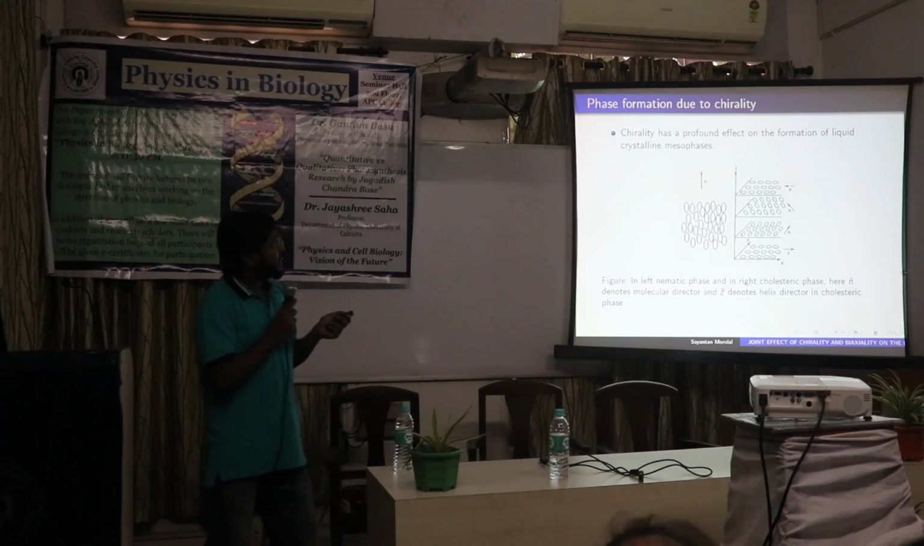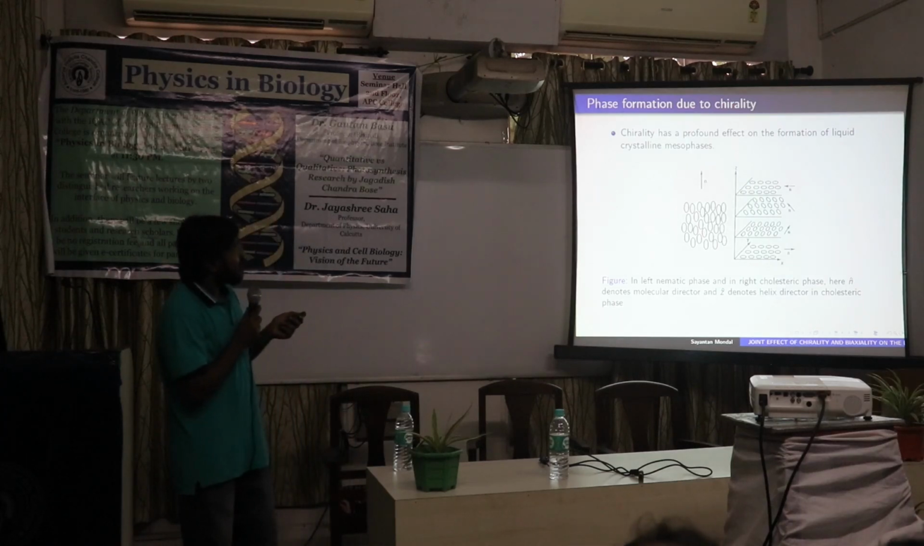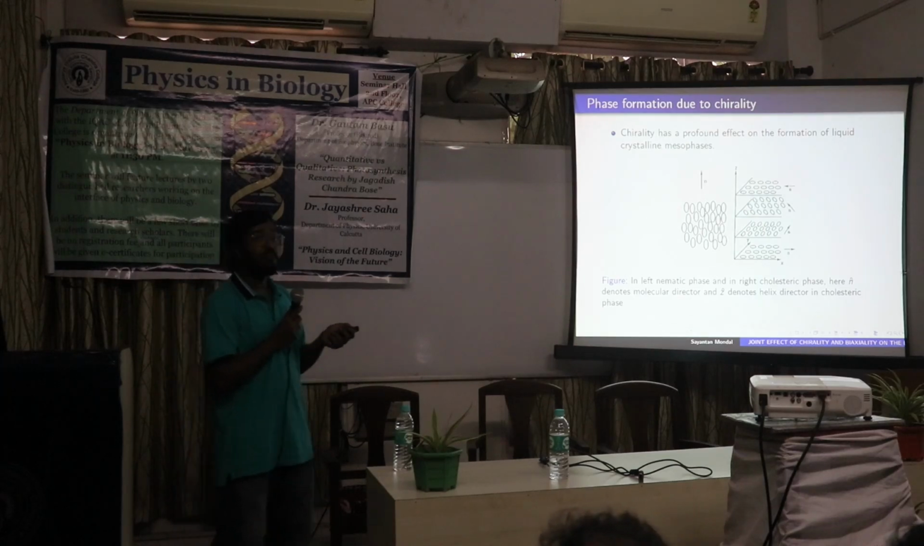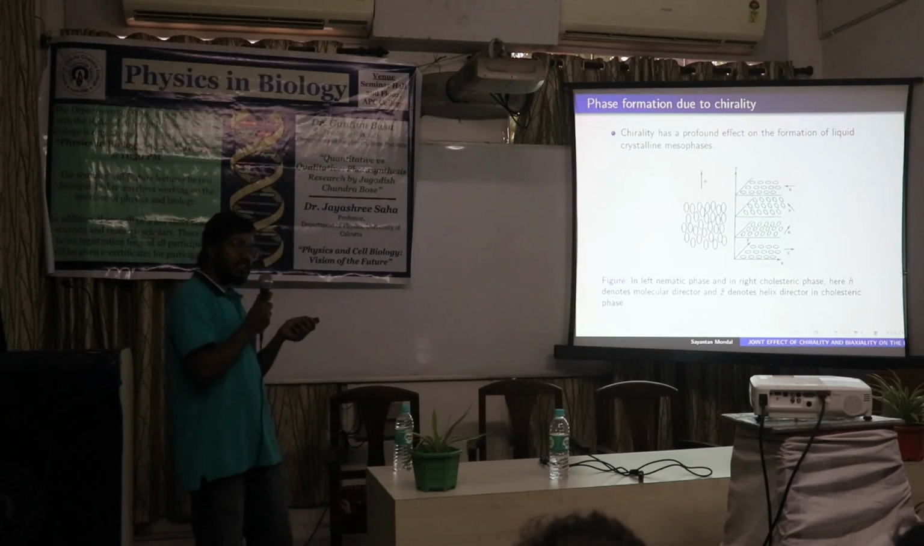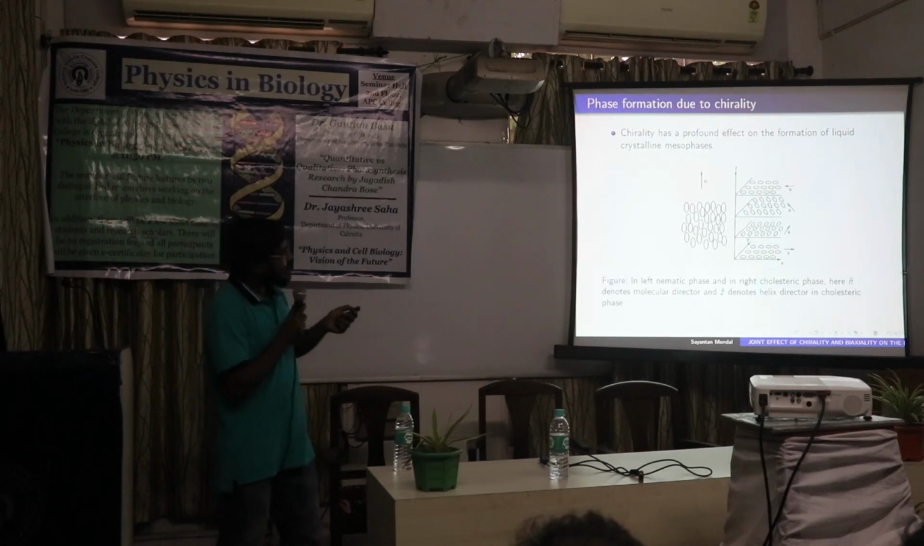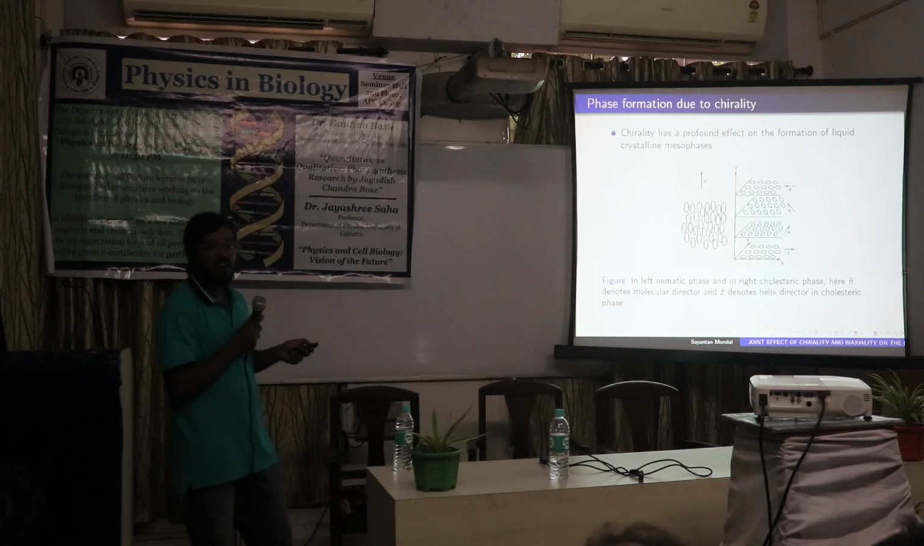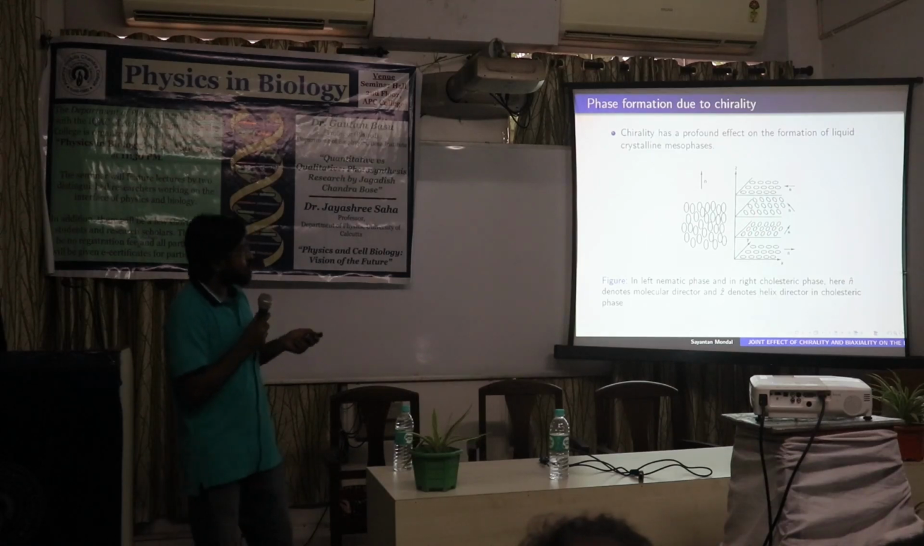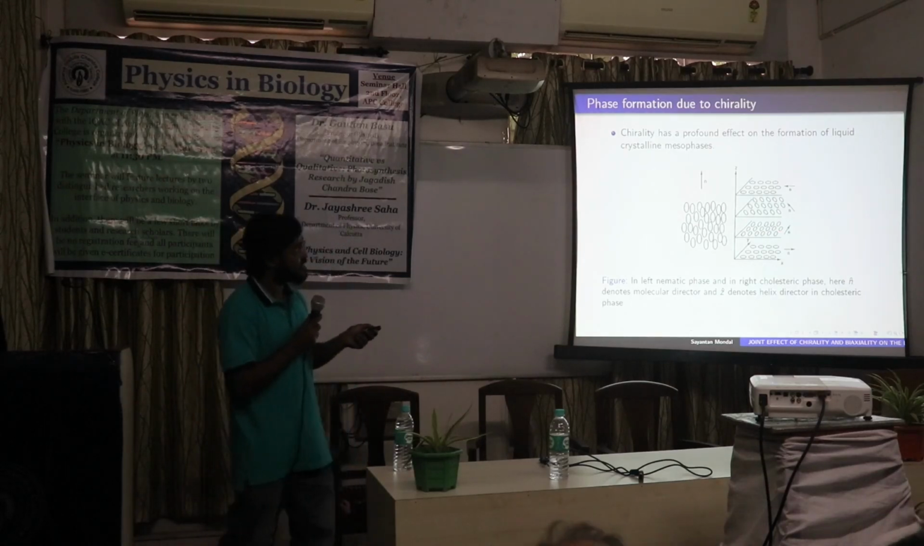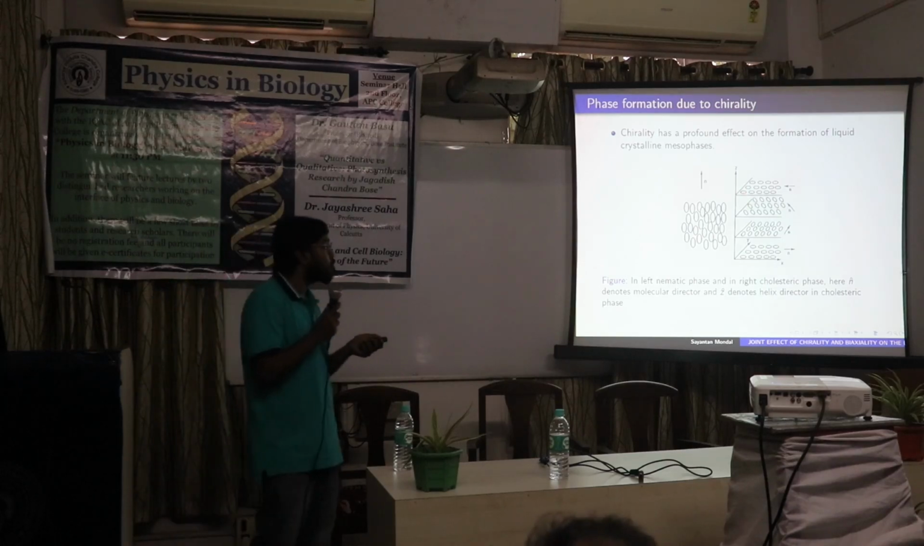Now, the kind of phases formed due to chirality are mainly the chiral nematic or cholesteric phase. In a typical nematic phase, the molecules try to orient themselves along a nematic director. Here, N is the nematic director. Now consider successive layers and imagine that at each layer this nematic director precesses around a certain reference axis, and that's how we get the cholesteric phase. The axis about which the nematic director precesses is called the helix axis of the cholesteric phase.